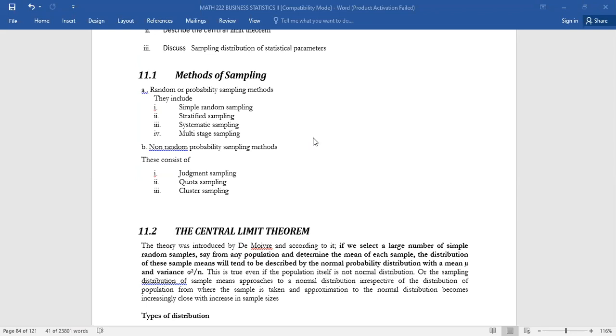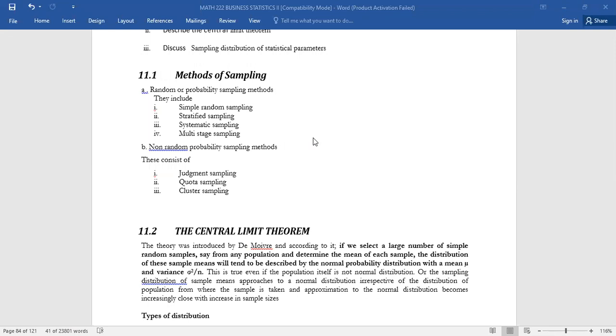this is where every item of the population is given an equal chance of being included in the sample. Since the selection of the items in the sample depends entirely on chance, we normally say that each member of the sample has an equal chance to be selected. Now, we can further classify random sampling into two.